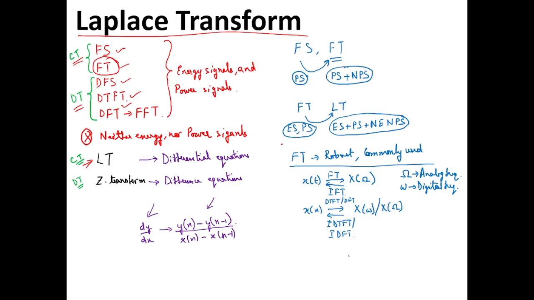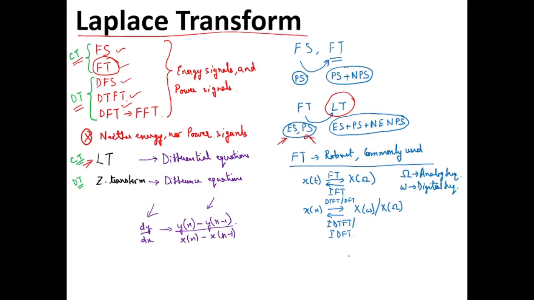The problem with the Fourier transform was that we were able to analyze energy signals and power signals, but we were not able to analyze signals which were growing out of bound. So for the analysis of that kind of signals and systems, we needed a transform which would help us analyze those systems where the output was going out of bound, or the signals that are going out of bound.